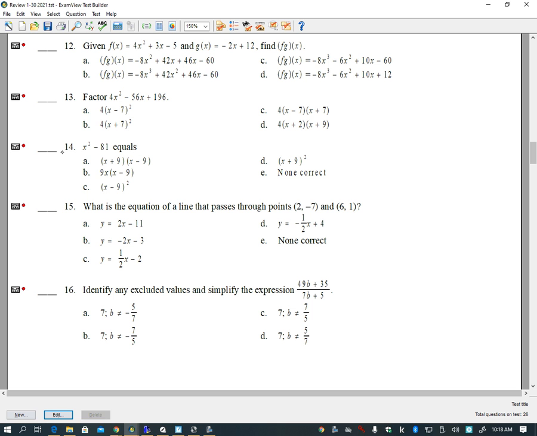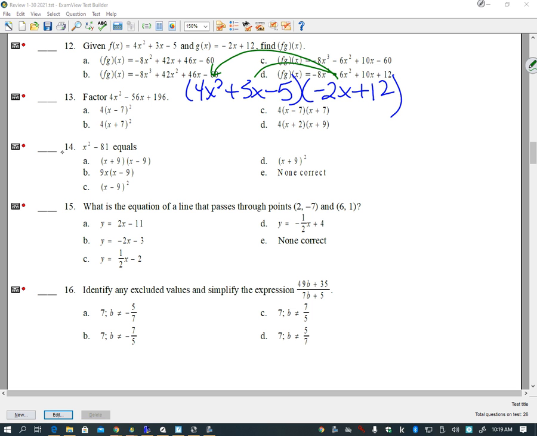All right, we want f times g of x. So this is that advanced FOIL, right? Okay. I'm going to end up kind of muddying the works here to do this. 4x squared plus 3x minus 5 times negative 2x plus 12. I always like to start with the less complicated of the two sides. In this case, that's negative 2x, and go ahead and show my arrows going to all three.